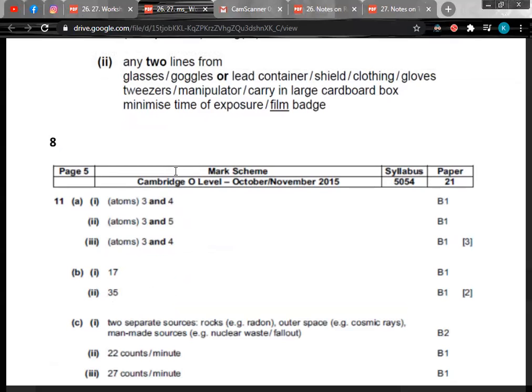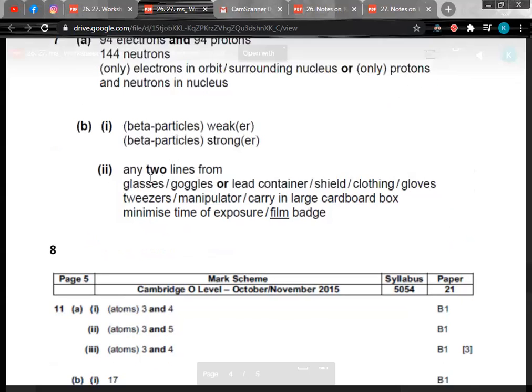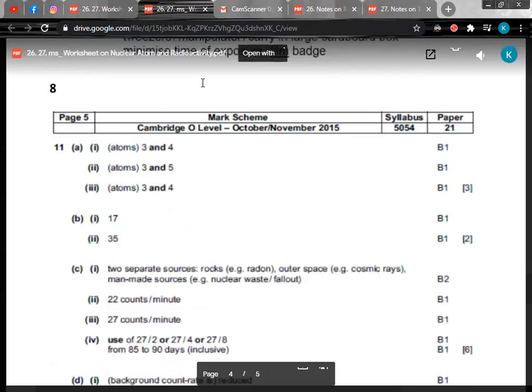Okay, then it is correct. Then 17 and next. 35. Correct. Then next. Yes, sir. Correct, correct, correct, correct. Yes.